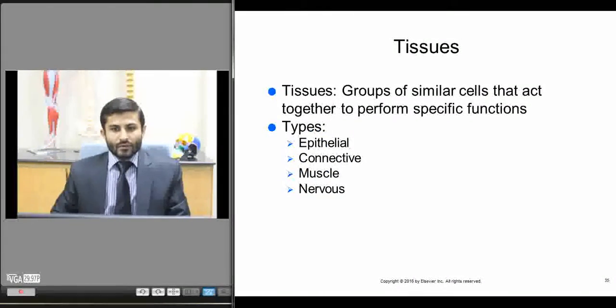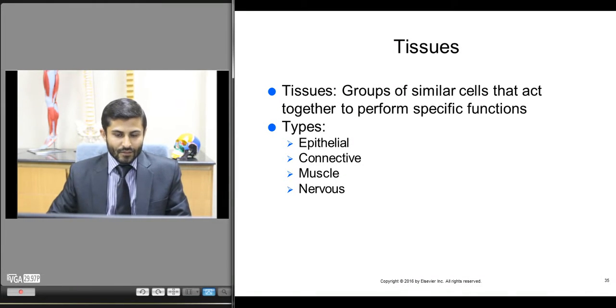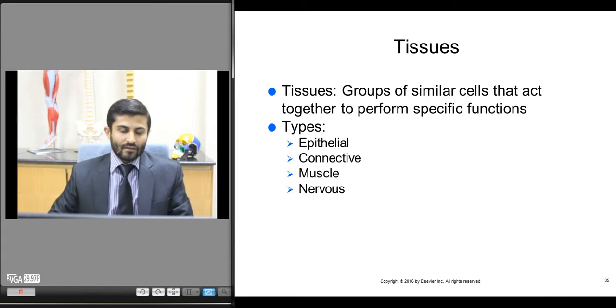Tissues. A group of similar cells that act together to perform a specific function are collectively called tissues. There are four typical types of tissues in the body. The rest of the tissues are made from these basic four types. These are the epithelial tissue, the connective tissue, the muscle tissue, and the nervous tissue.